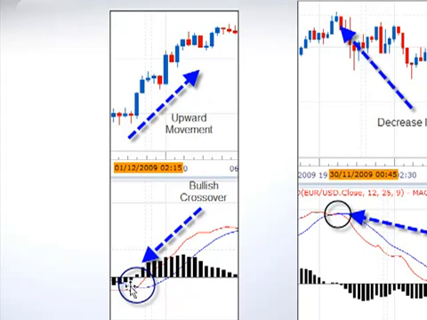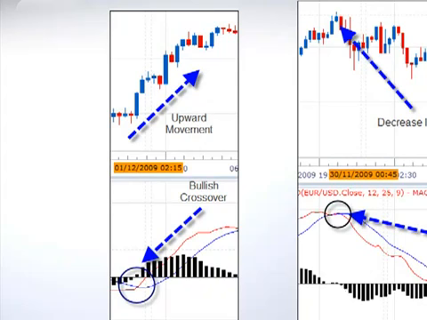When the histogram flips from down to up, it's called a bullish crossover. When the histogram flips from up to down, it's a bearish crossover, and it allows you to trade the crossover. So you need not have the two lines. If your trading platform does not have the MACD signal line and the MACD line, don't worry, you could use the histogram to trade this crossover.